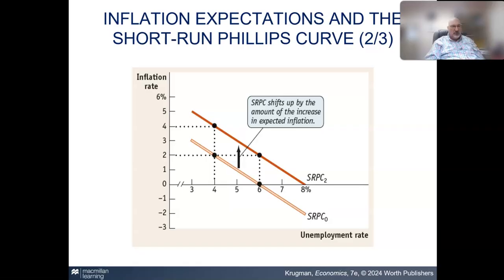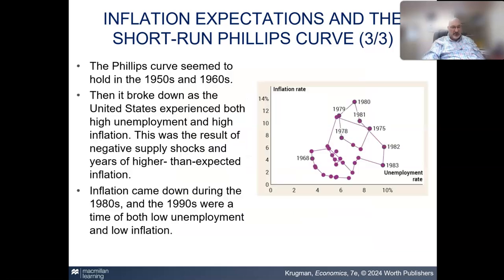All right. So with this one, we started at SRPC 0. We were there at 6, moved up to SRPC 2, and we're going to hit a little bit higher. And now we're at an inflation rate of 2. And if we're way back at the 4 point, we've got an inflation rate of 4. So it's kind of crazy. The Phillips curve seemed to hold in the 50s and 60s, and then we hit the 70s, during the stagflation period of the mid 70s, the Phillips curve broke down.